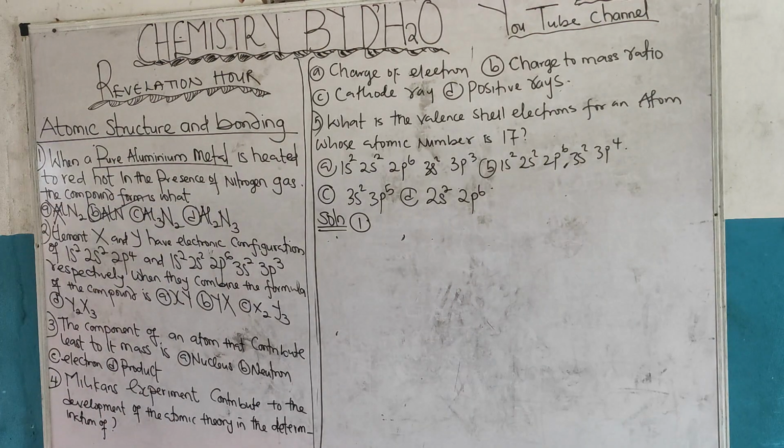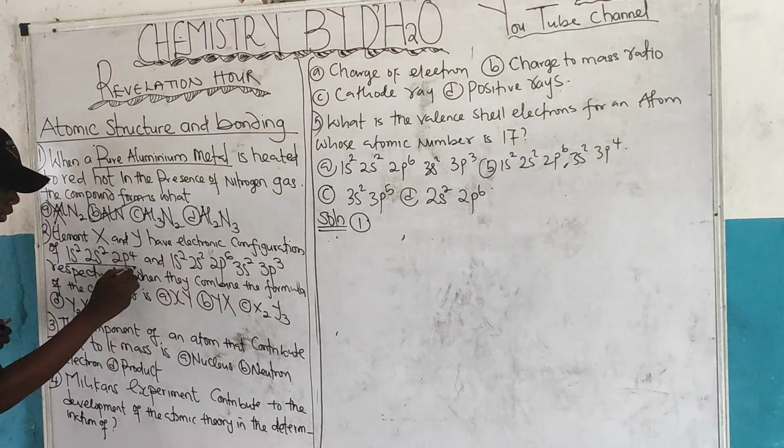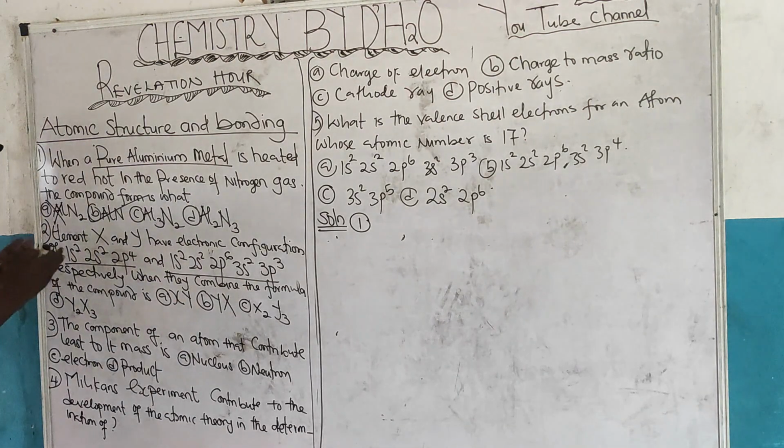Question number 2 says, an element X and Y have electronic configurations of this and this respectively. When they combine, the formula of the compound is what? This one is quite similar to this, okay? It's just that the electrons here are given in terms of the SPDF notation. Oh yeah, let's quickly answer this question.